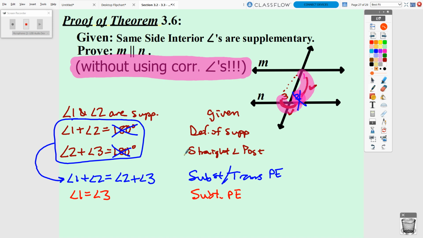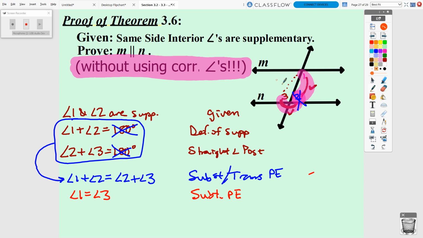And then 1 and 3, remember, that was my incomplete connection that I had up here. But I'm not done. My goal wasn't to show that angles 1 and 3 were equal to each other. My goal is to prove that I have parallel lines. So now this is where I got to do one more step.